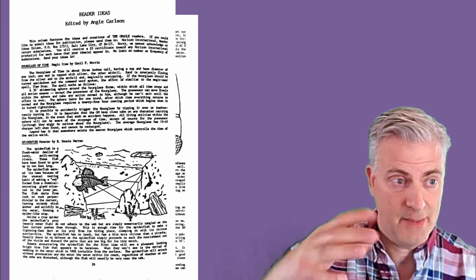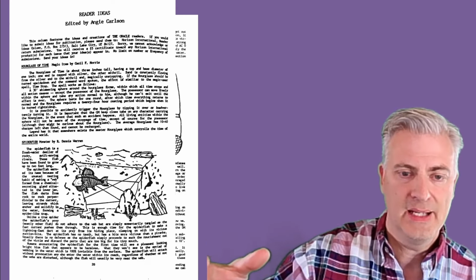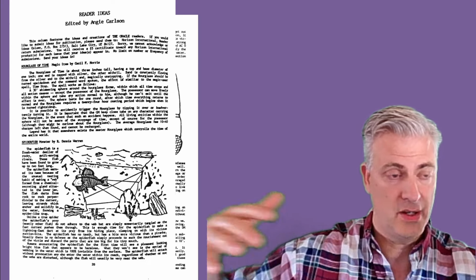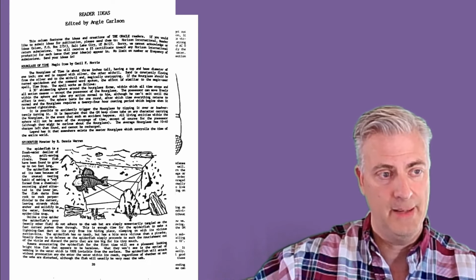So this first one here is the Hourglass of Time. It's a magic item. It's a small hourglass, and whenever you turn it over, it will instantly stop time for everybody except for the person who's holding it within a 30-foot radius. And you can do that once a day. It only lasts for one round, or 60 seconds, right? Pretty powerful if used intelligently.